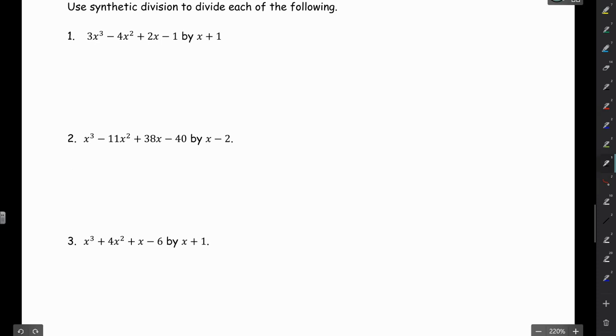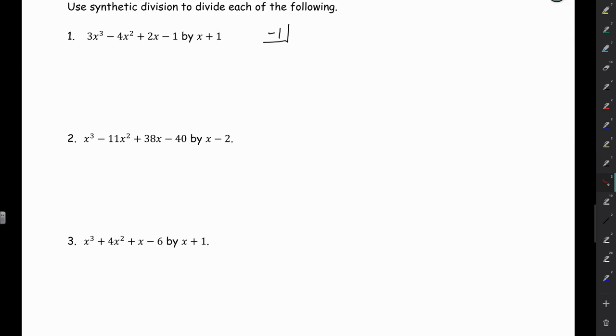First thing we're going to do is take that x plus 1, and I'm going to put -1 in the box. That's because I have x plus 1 here, and the opposite of 1 is -1. The opposite sign of 1 is -1. That's what goes in the box.